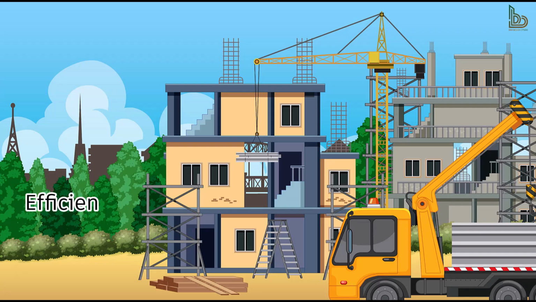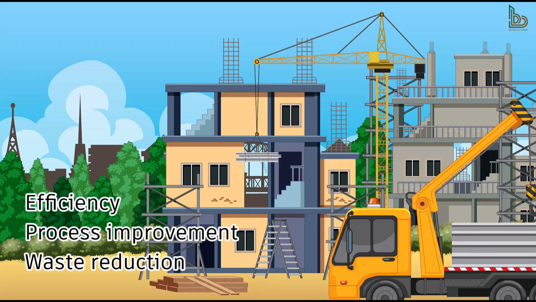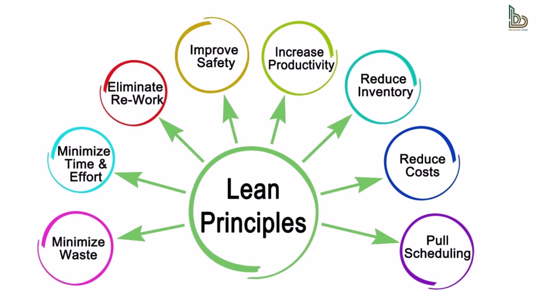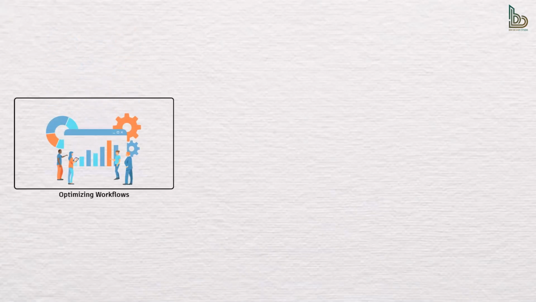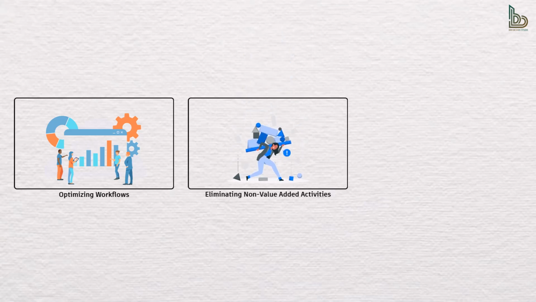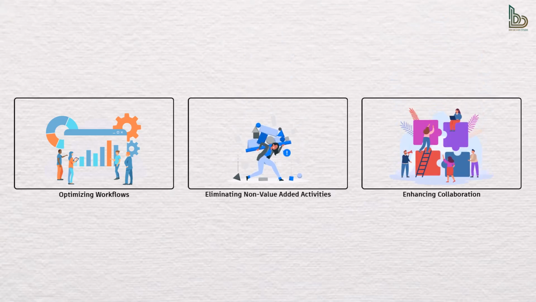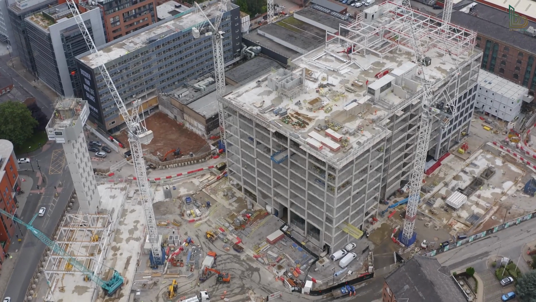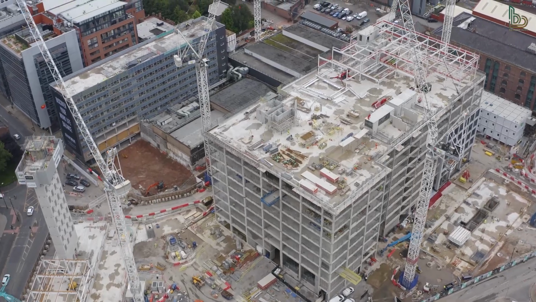9D focuses on efficiency, process improvement, and waste reduction. It supports the principle of lean construction, optimizing workflows, eliminating non-value-added activities, and enhancing collaboration across the supply chain. Think modular hospitals in weeks, not years.